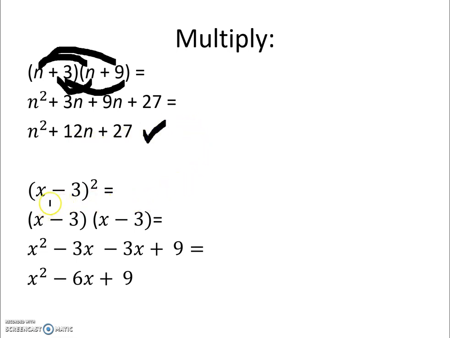The quantity x minus 3 squared is the same as x minus 3 times x minus 3. And again, if we distribute that x to that x, we get x squared. And to that x, we get a negative 3x. And then a negative 3 to x, we get another negative 3x. And a negative times a negative is a positive 9. Combining these middle terms, we get x squared minus 6x plus 9.